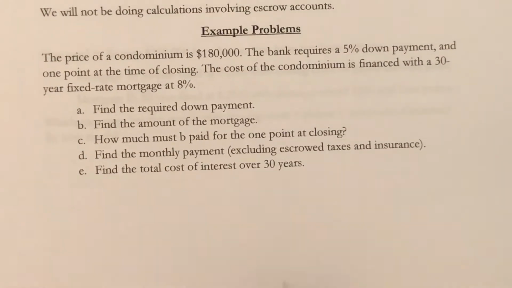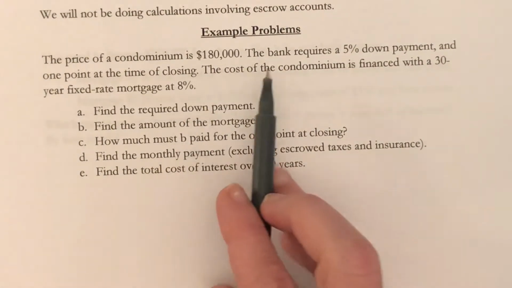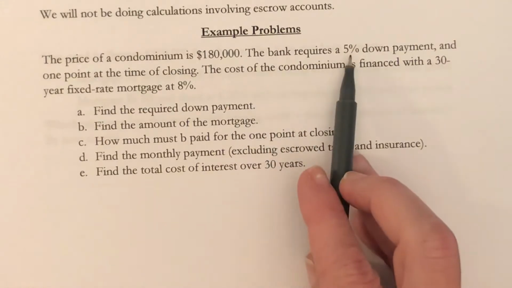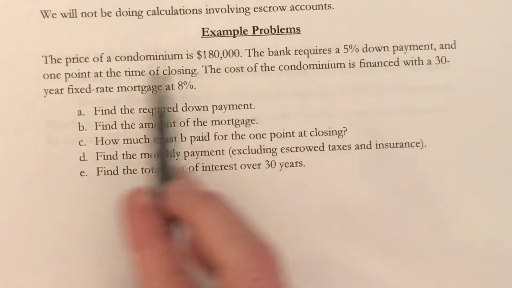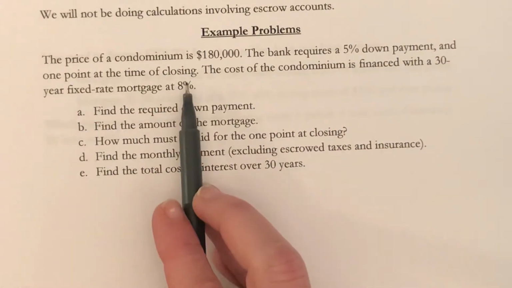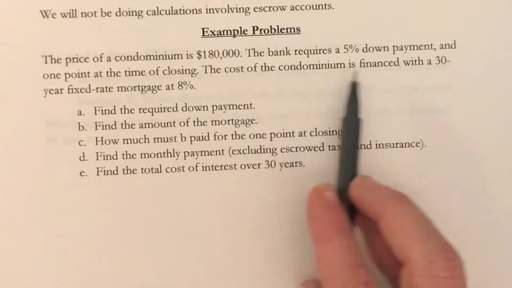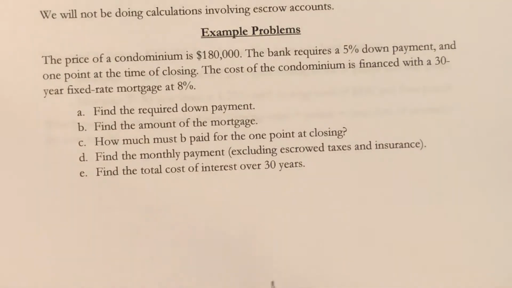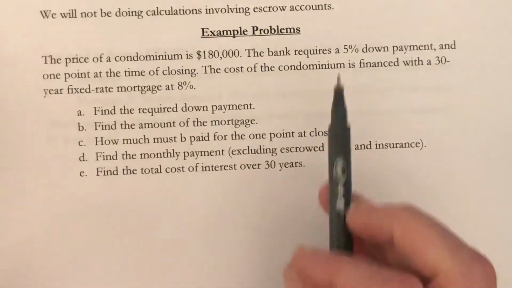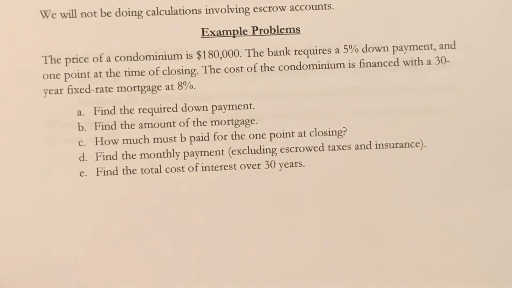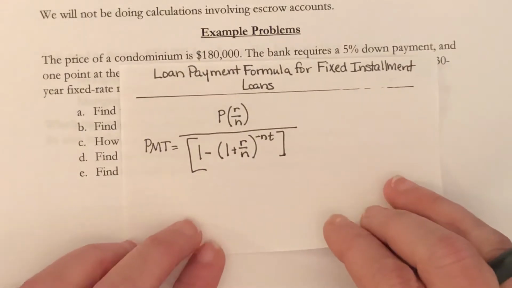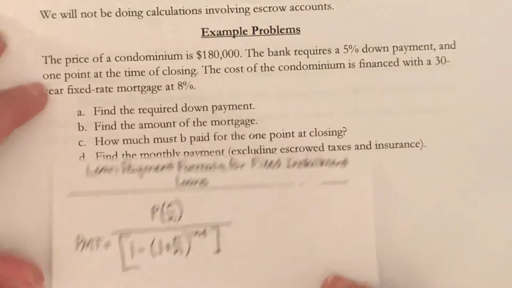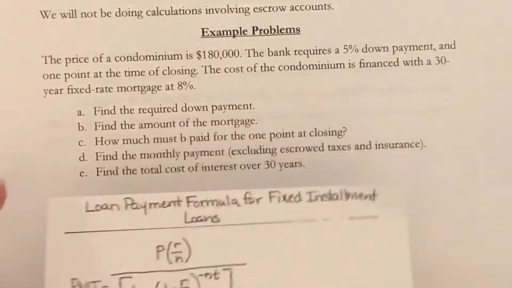The price of a condominium is $180,000. The bank requires a 5% down payment and 1 point at the time of closing. The cost of the condominium is financed with a 30-year fixed rate mortgage at 8%. Okay, so we're going to be using this formula a lot. Let's start off, we need to figure out what all these pieces are.